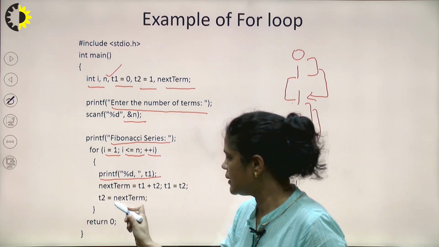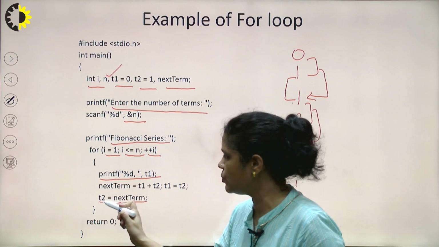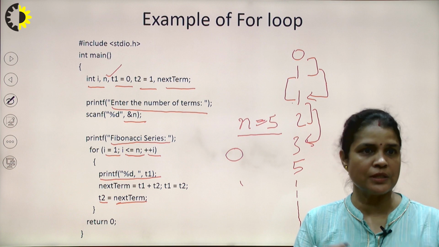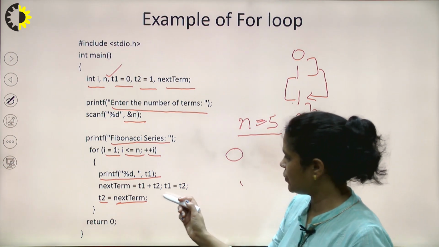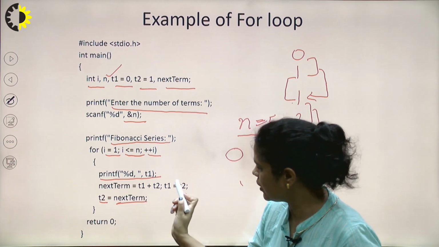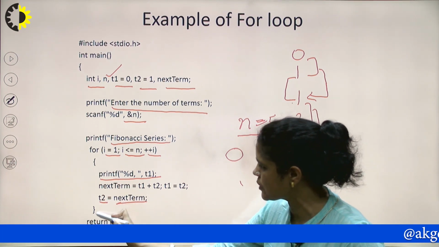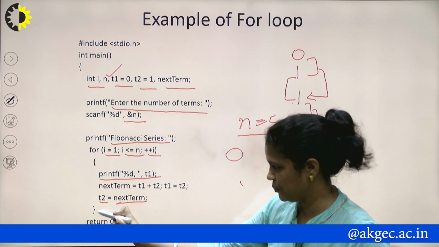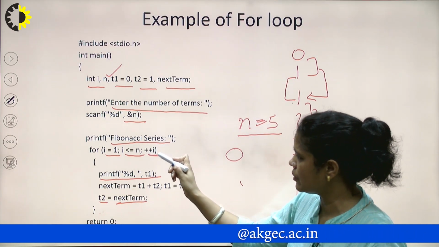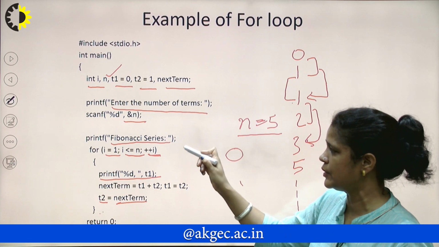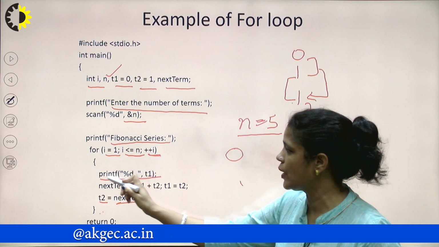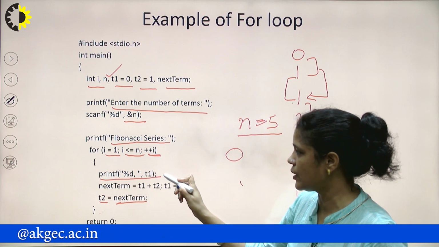And then the next term will be assigned to T2, because we are taking only 2 variables and using those 2 variables for the next terms, right? So now we are making this assignment. After this assignment, there is no other statement, so the compiler control will come to the updation and I will be updated. Now I is equal to 2 and we'll check the condition. The condition is true, and then we need to print T1 again.